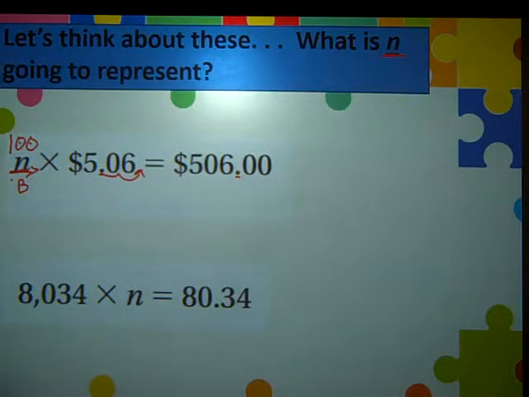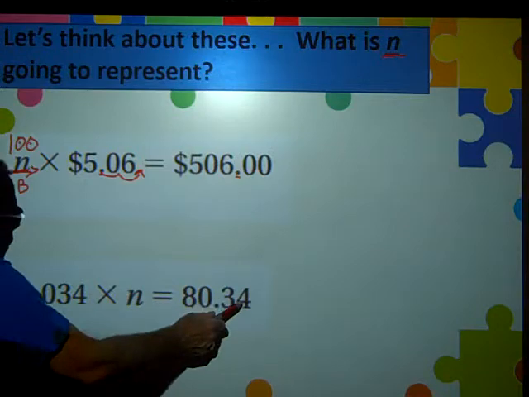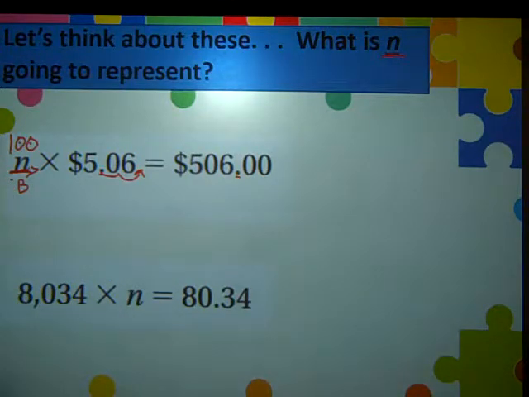Okay? But look at the next one here. What happened to my number? It went from 8,034 to 80 and 34 hundredths. Did the number get bigger or smaller? You are correct. The number got smaller. So that means, did I multiply by 100 or by a decimal less than 1? That's right. We multiplied by a decimal less than 1.